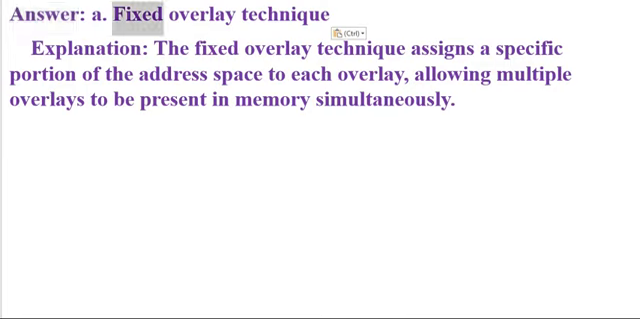Answer: A. Fixed overlay technique. Explanation: the fixed overlay technique assigns a specific portion of the address space to each overlay, allowing multiple overlays to be present in memory simultaneously.